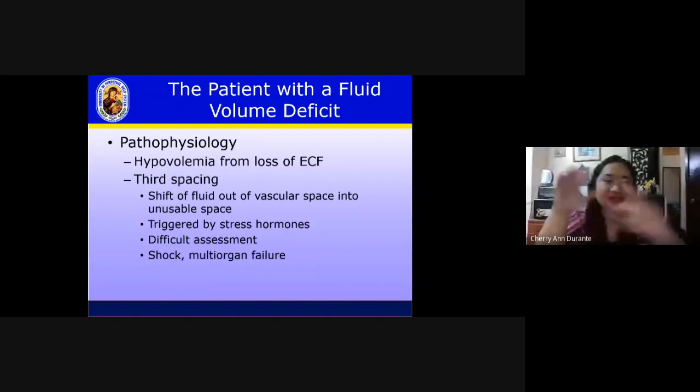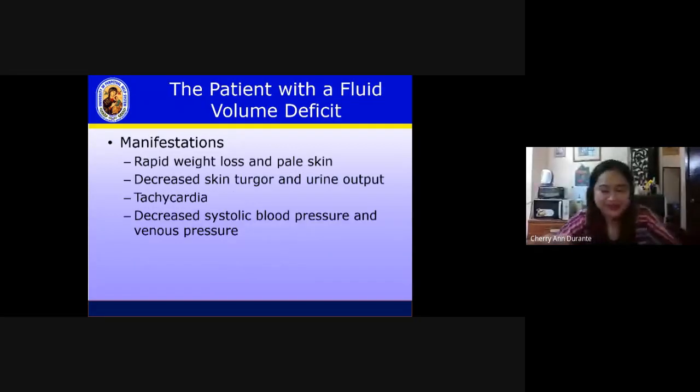So, it means you need the water to deliver oxygen throughout the body. Without that, it can lead to shock and even multi-organ system failure. Okay? So, that is your fluid volume deficit. Now, what will be your manifestations so you'll know that your patient has dehydration, has fluid volume deficit? So, you have weight loss. One of the ways for you to assess for the presence of fluid volume deficit is to weigh the patient daily. That is asked in the board exam.